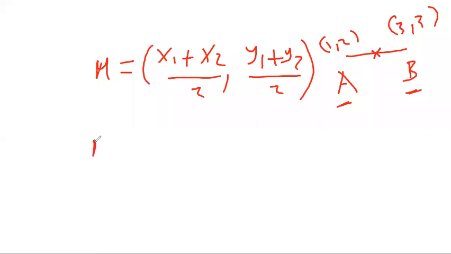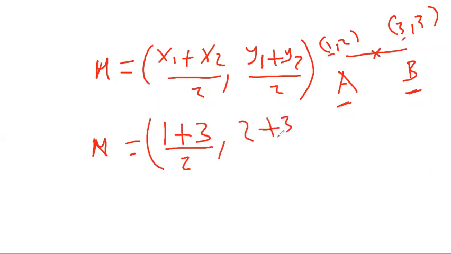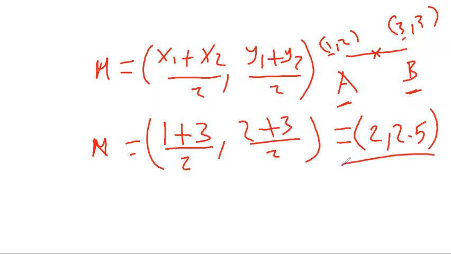So to calculate the coordinates of the midpoint M of AB, it will be 1 plus 3 over 2, x plus x, and 2 plus 3 over 2. 4 divided by 2 equals 2 and 5 divided by 2 equals 2.5. So the coordinates of the midpoint will be 2 and 2.5.